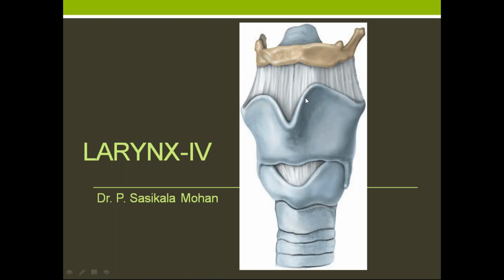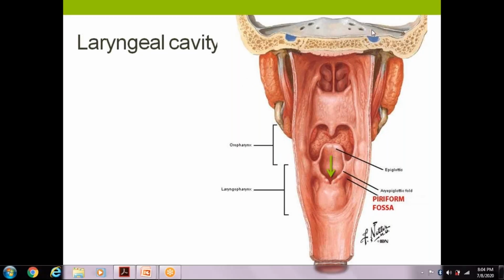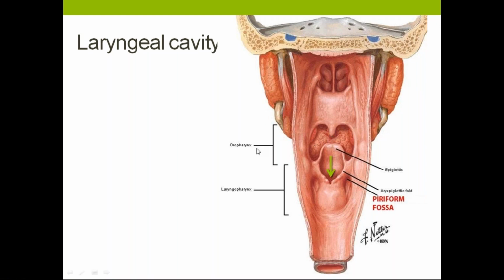Okay. So now we'll go in detail about the laryngeal cavity and the remaining parts, that is blood supply, nerve supply, lymphatic drainage, and applied aspect of the larynx. Okay. So you know about the laryngeal cavity. It extends from the inlet of the larynx to the lower border of the cricoid cartilage.